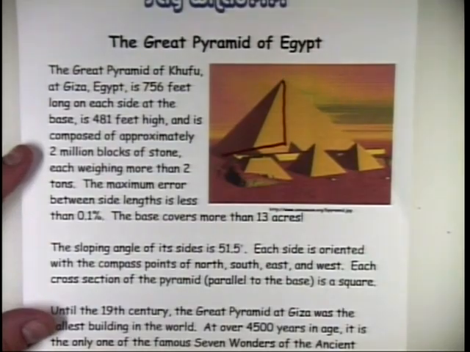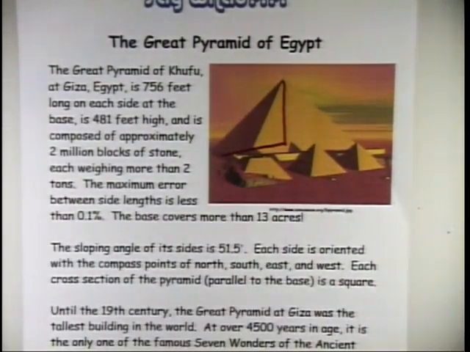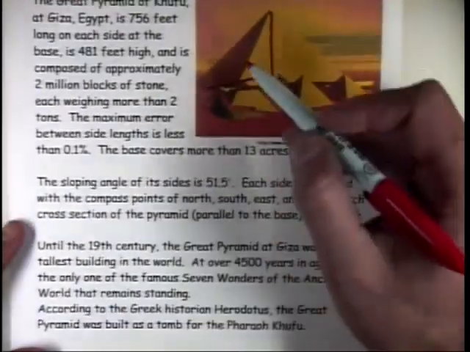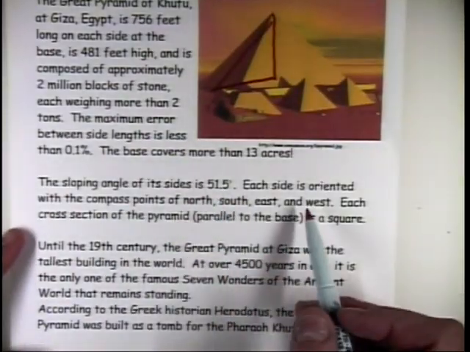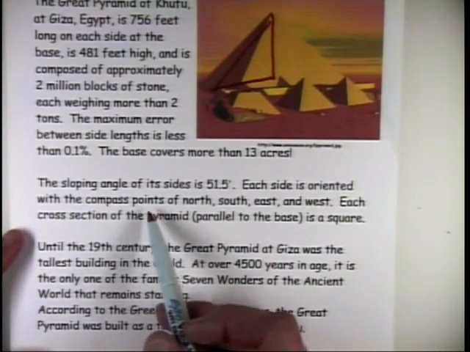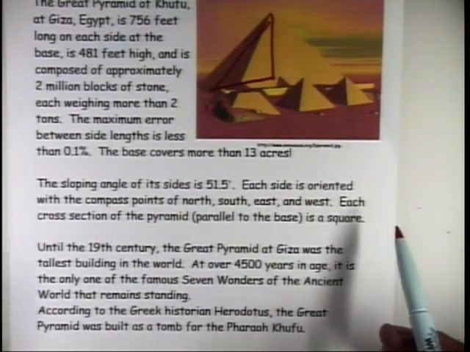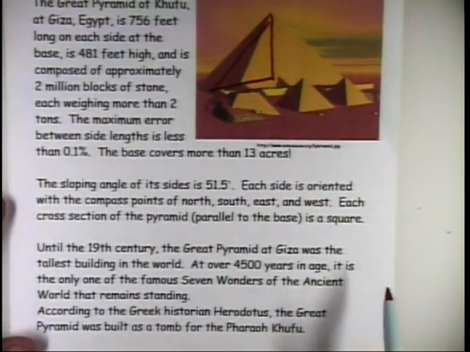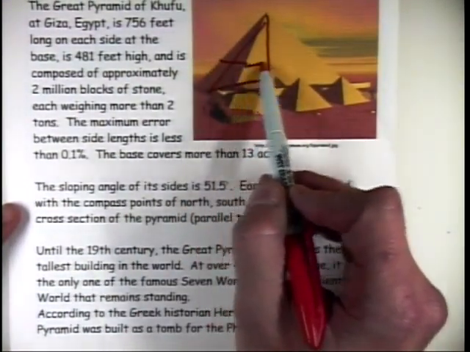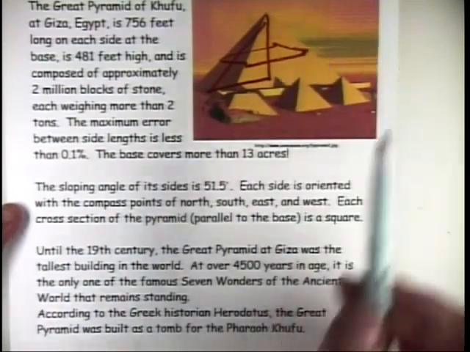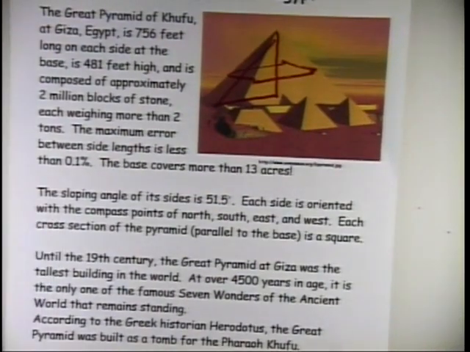The base covers more than 13 acres. 13 acres. The sloping angle, the steepness of this pyramid is about 51.5 degrees. Each side is oriented with the compass points of north, south, east, and west. That's pretty cool. They didn't just build this thing haphazardly. Each cross-section of the pyramid, which is parallel to the base, happens to be a square, which looks like this. So there's a lot of neat geometry in these pyramids.